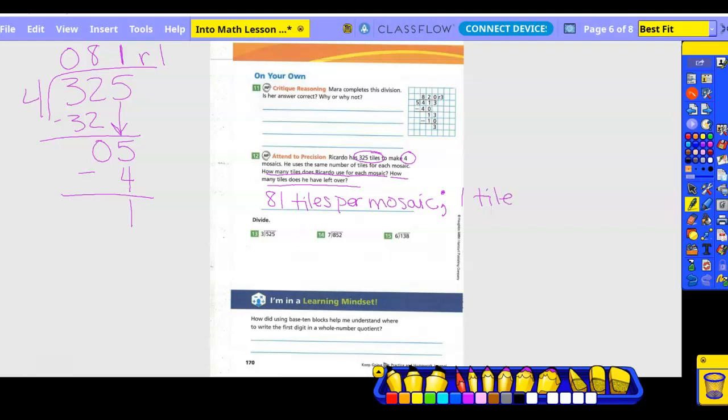And then you guys are going to do 13 through 15 with a partner for some practice before you do your homework on your own. Okay?